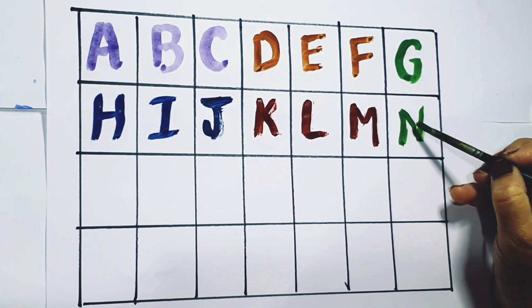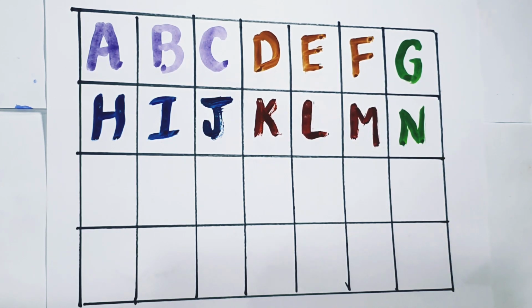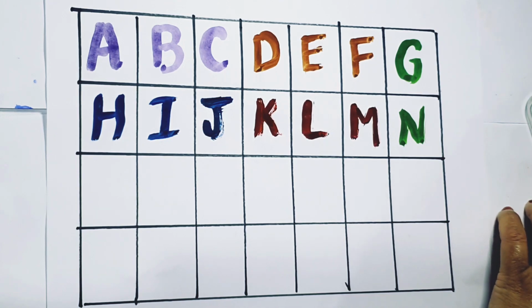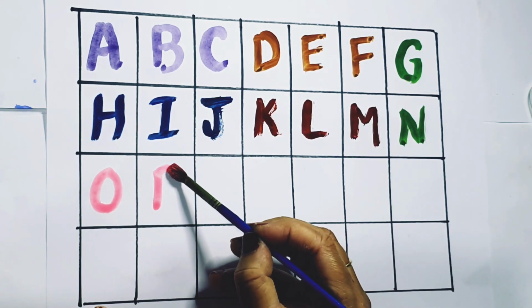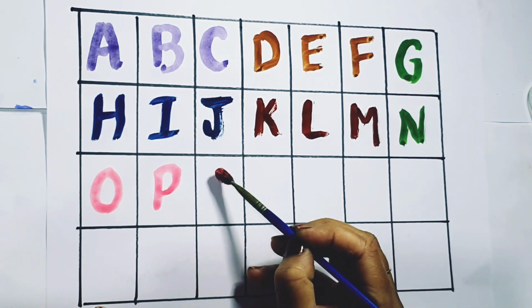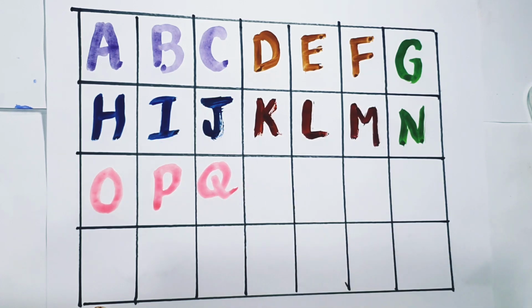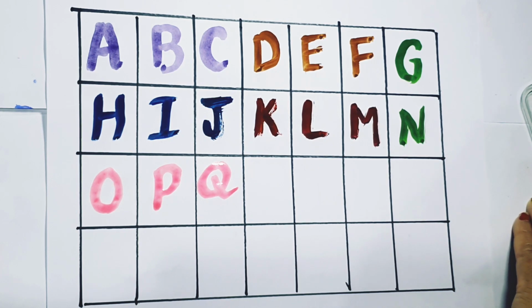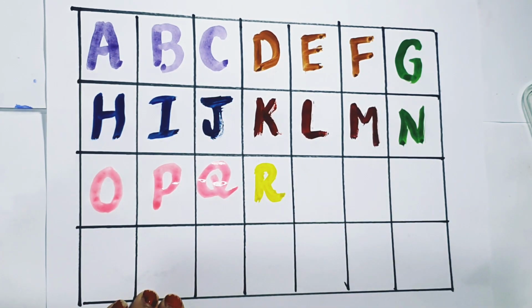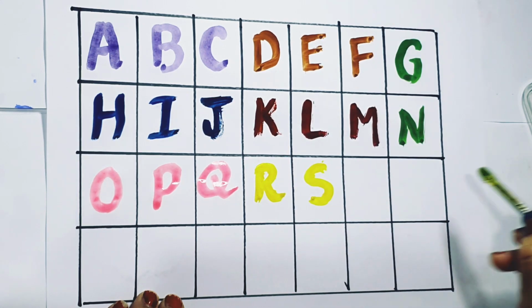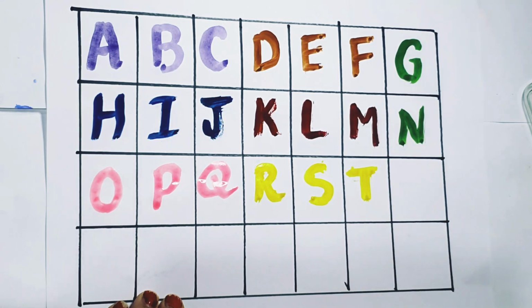N for nose. O for owl. P for piano. Q for queen. R for ring. S for sister. T for tomato.